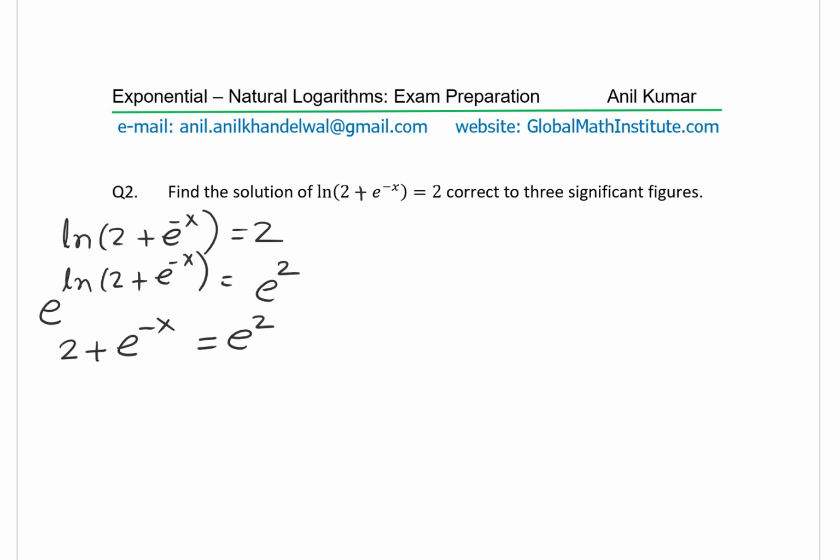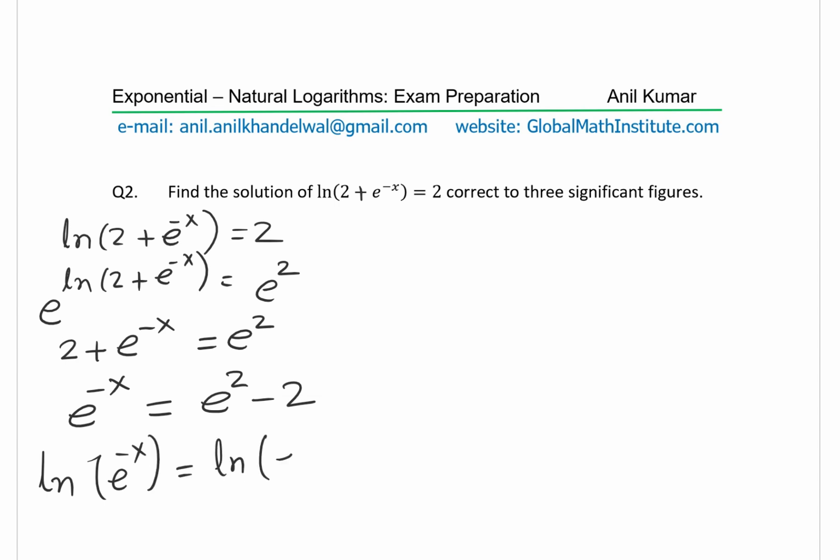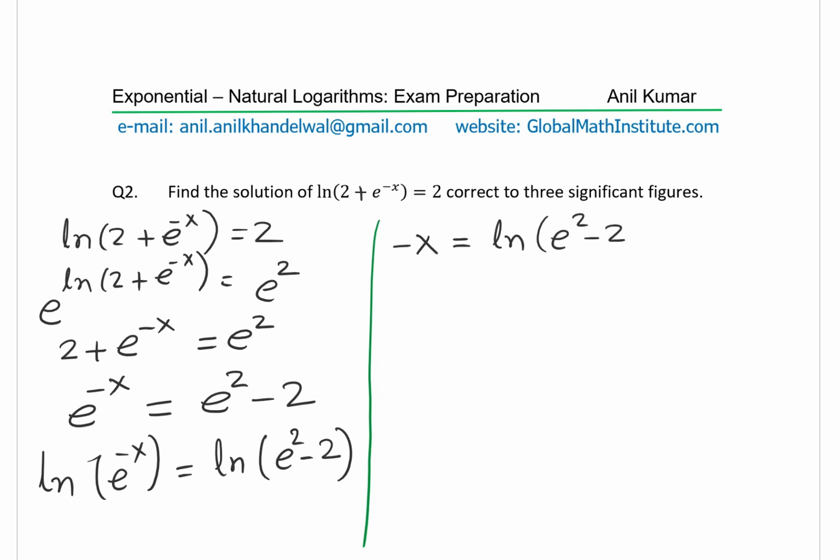Now we can take 2 on the other side. So we get e to the power of minus x is equal to e square minus 2. Now again, take natural log ln on both the sides. So we get ln e square minus 2. Let's try to solve this on the right hand side. So now we get minus x equals ln e square minus 2.